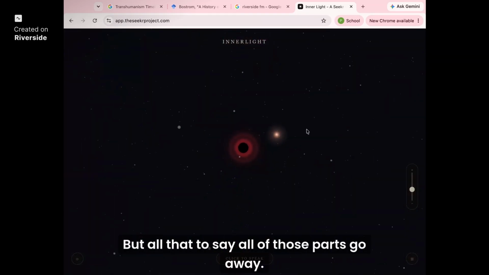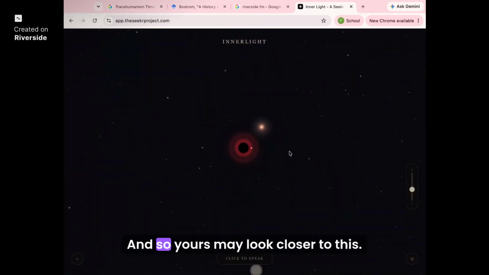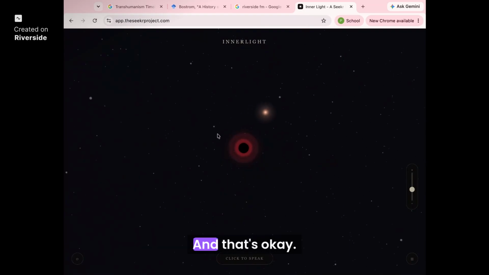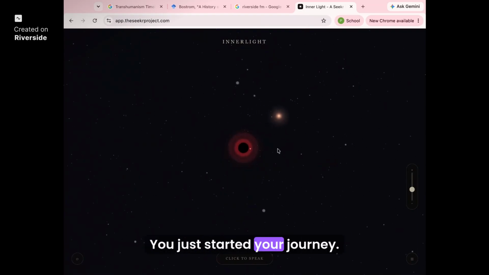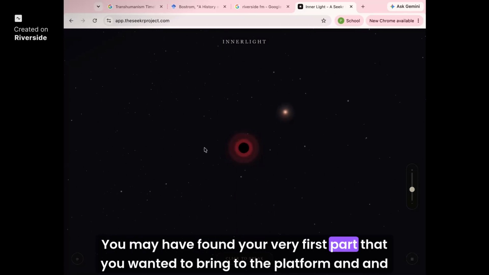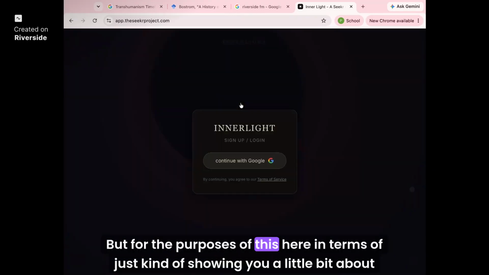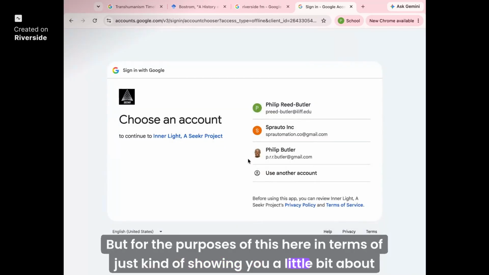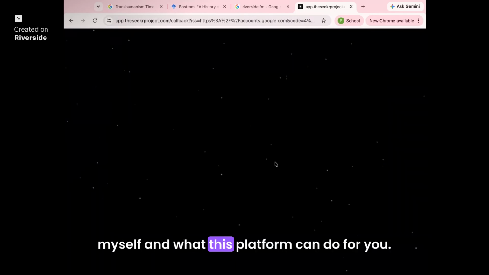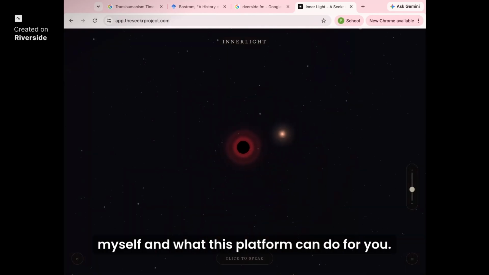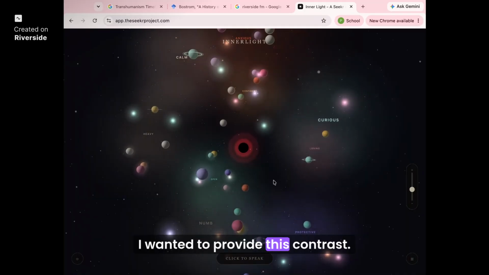All of those parts go away. And so yours may look closer to this, and that's okay. You just started your journey. You may have found your very first part that you wanted to bring to the platform, and that's perfectly fine. But for the purposes of showing you a little bit about myself and what this platform can do for you, I wanted to provide this contrast.